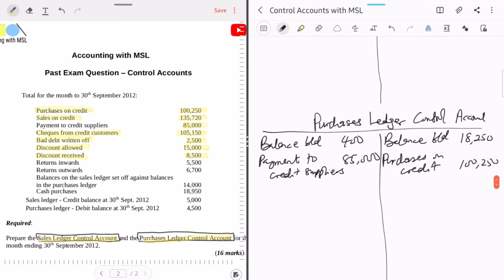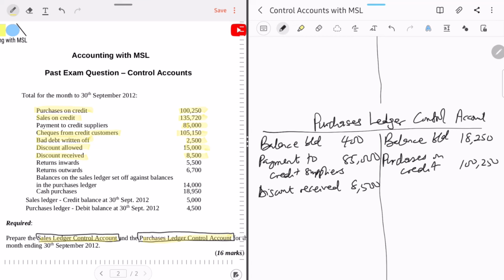And then since I received it when I was making a payment, really, right? I will debit my purchase ledger control account or payables ledger control account. So discount received of 8,500. What's the next one?